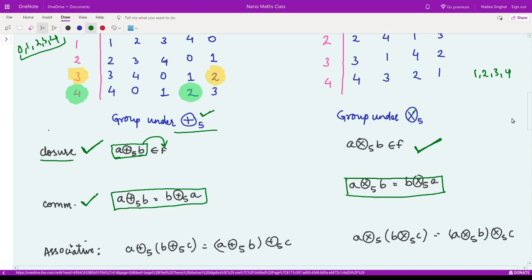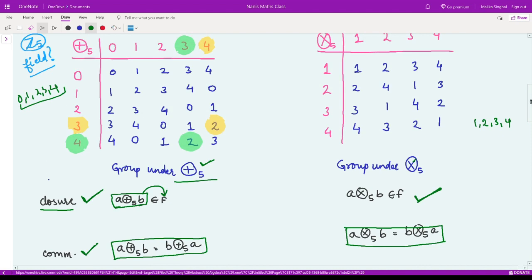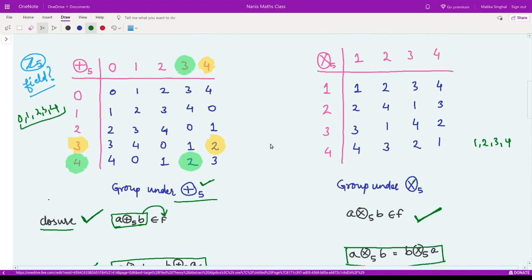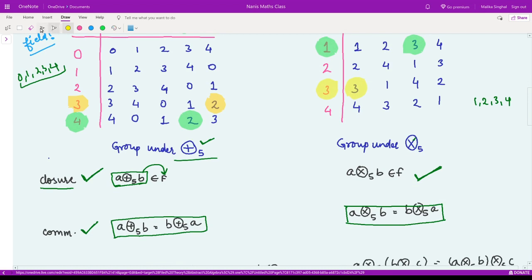Next, we'll check the commutative property under multiplication mod 5. Again, let me consider two numbers. Let me take 1 as the first number and 3 as the second number. The result is 3, right? Now, let me take 3 first and then 1. The result should be 3, and it is 3. So these two are the same. From here you can say that the commutative property is valid under multiplication mod 5 too.